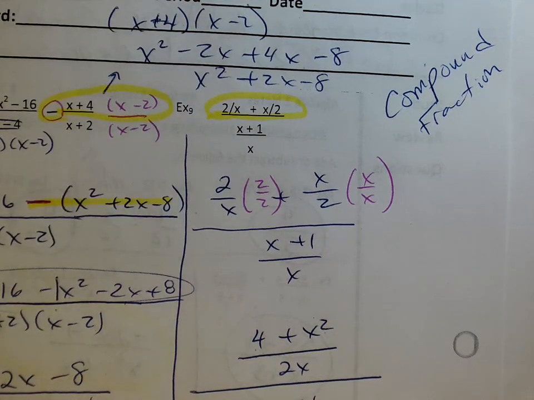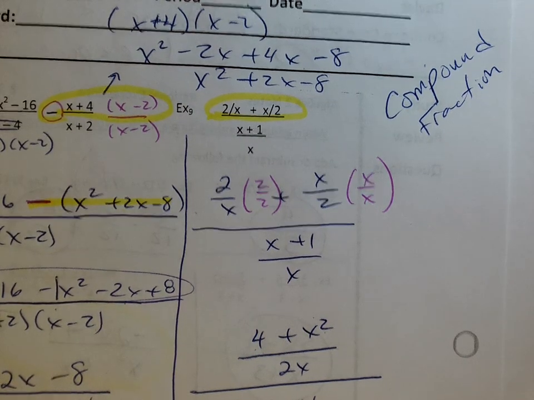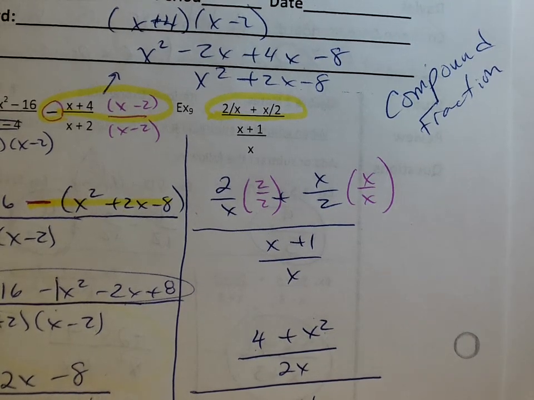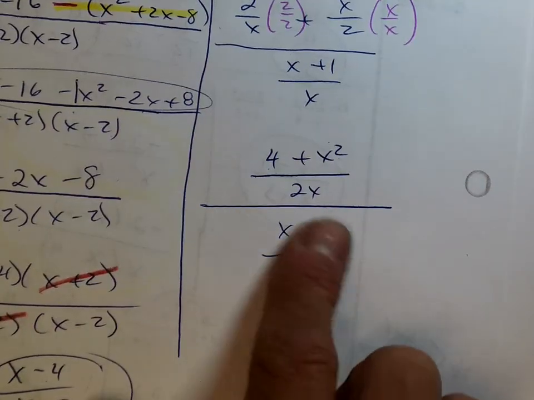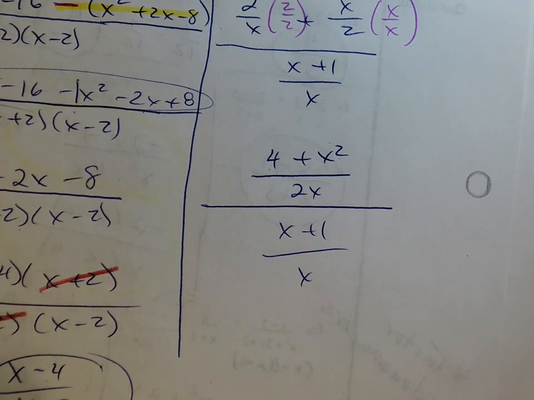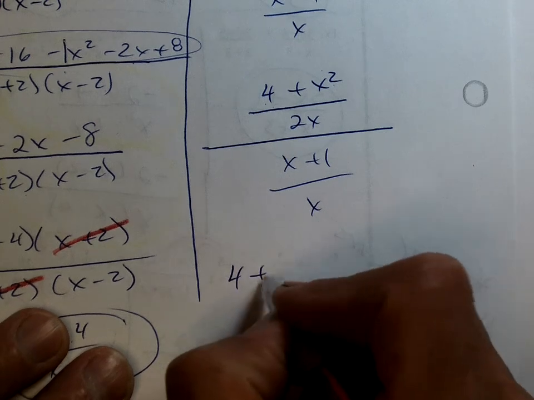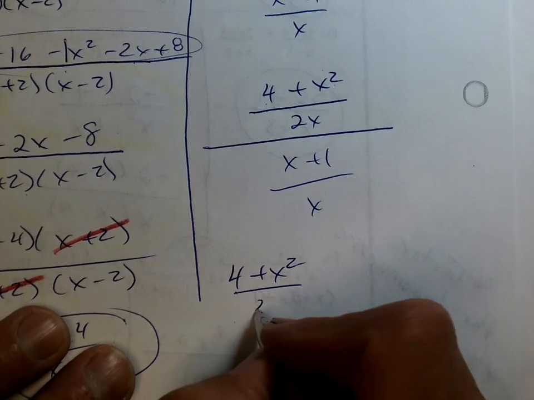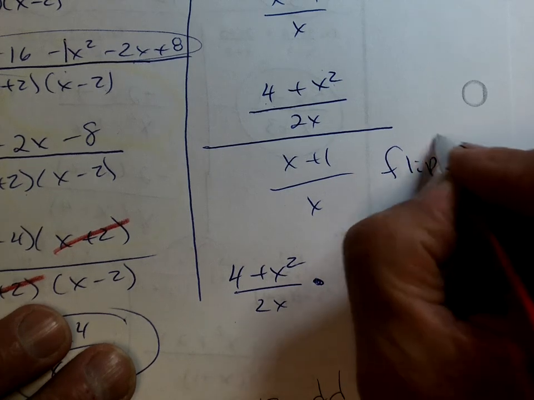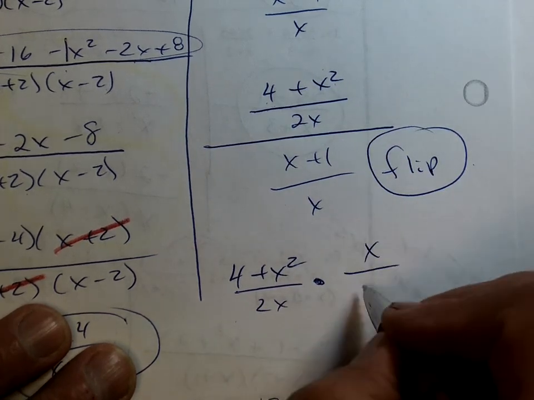Now we got a fraction divided by a fraction. How do we divide fractions? Flip it, right? We flip it. So this is technically the second one. So we're going to flip this one and make it multiply, okay? Because you always flip the second one, or in this case, the bottom one. So we're going to rewrite this as a 4 plus x squared over 2x times flip, x over x plus 1.